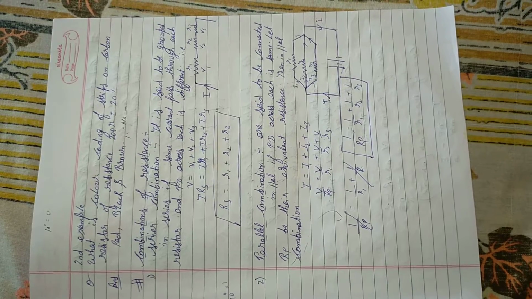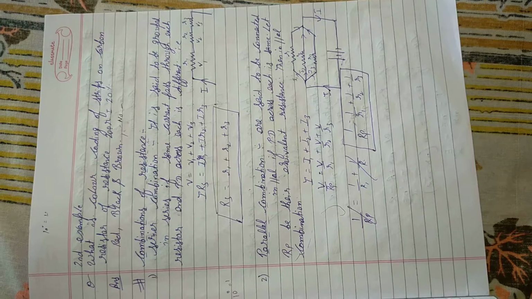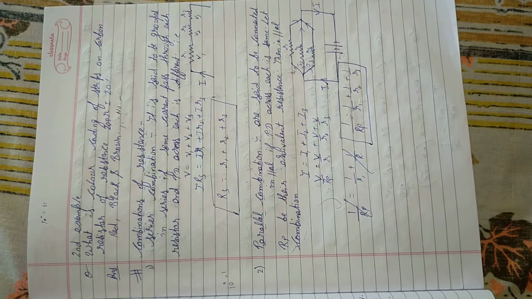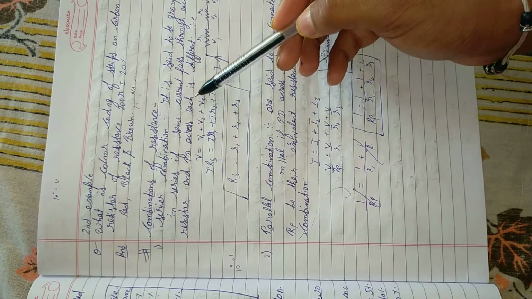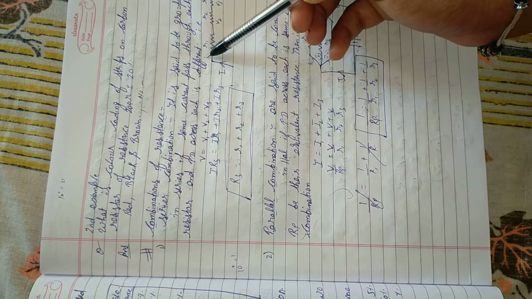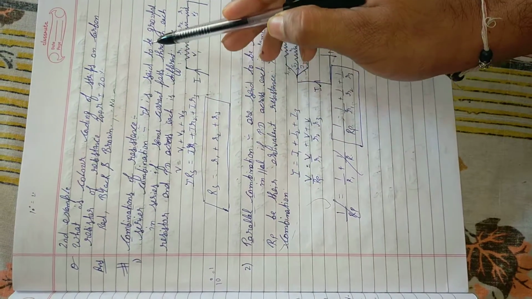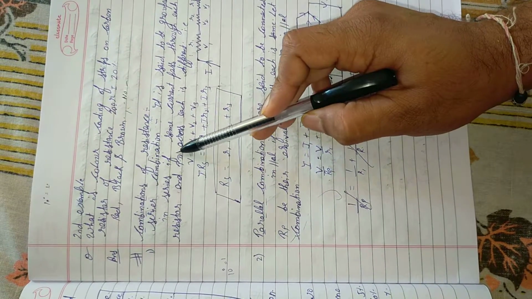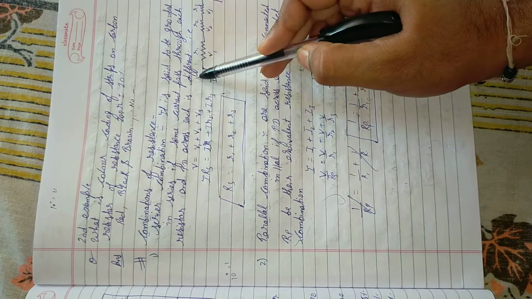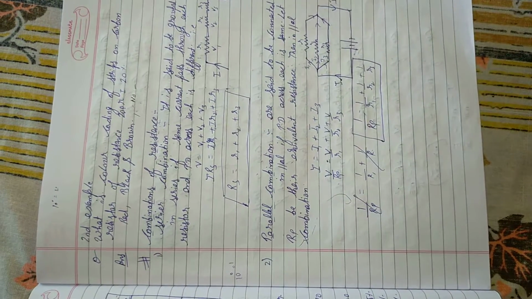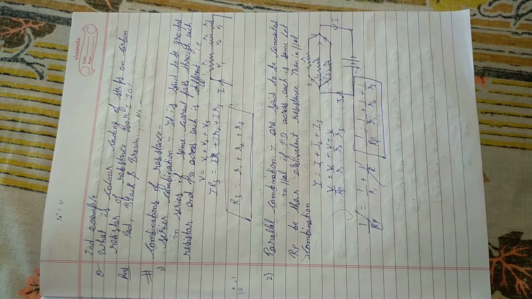Now first of all we will discuss series combination. The resistors are said to be grouped in series if the same current passes through each resistor and the potential difference across each is different. Means in series combination you have to remember that potential difference is different and current is same.